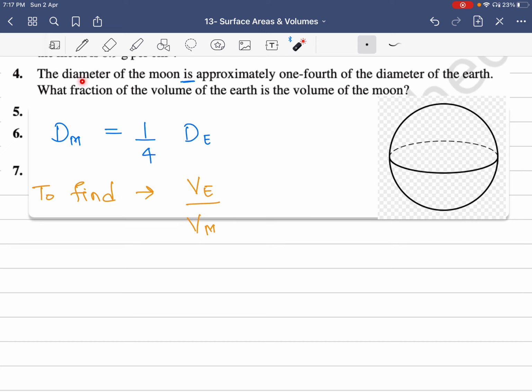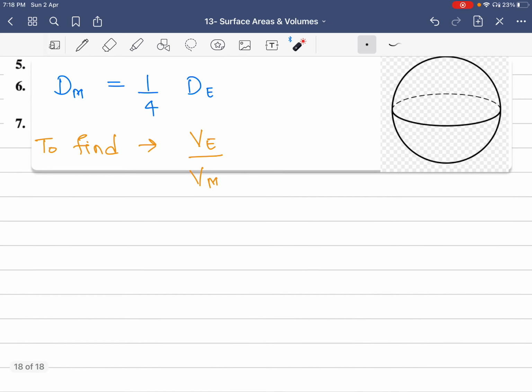So once again, the diameter of the moon dm is approximately 1/4 the diameter of the earth, dE. "Is" in English always translates to "equal to" in mathematics. Now what fraction, so this is our fraction, numerator, denominator, what fraction of the volume of earth, VE, is the volume of the moon? They should have just put it in simple words: find the fraction of volume of earth towards the volume of the moon. That's what the English statement means. So this is the given information.